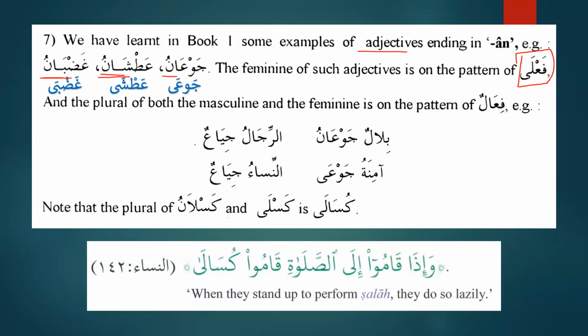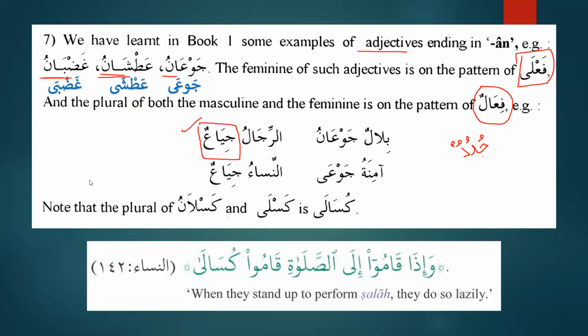However, the plural for both of them is the same, and the plural comes on the pattern of fi'alun. For example, jadidun, if you remember, the plural of jadidun is jududun. In book number 1, we learned jududun, and jududun is used for both feminine plural and masculine plural. Similarly, jia'un on the pattern of fi'alun is used for both. So we say ar-rijalu jia'un, al-mar'atu jaw'a, and an-nisa'u jia'un. Similarly, itashun, ghidabun. On this pattern, you can make the plural.